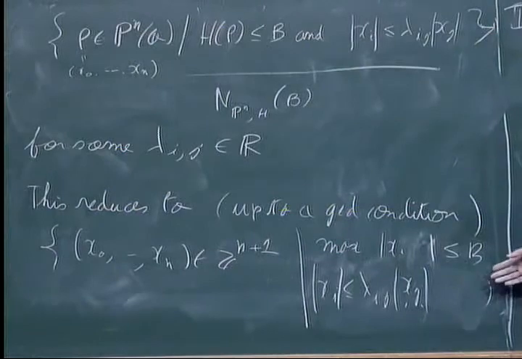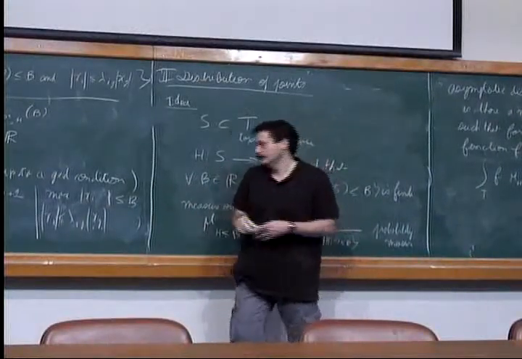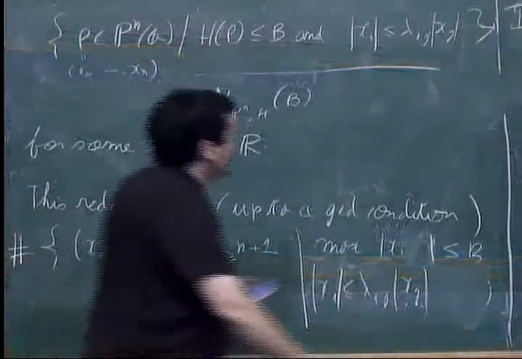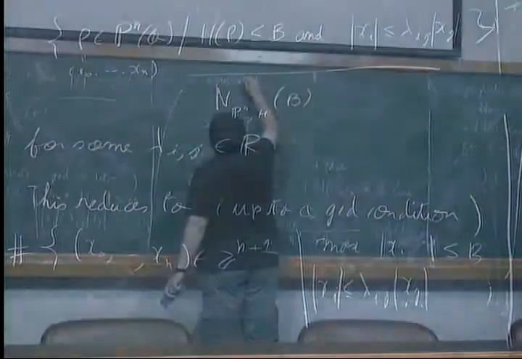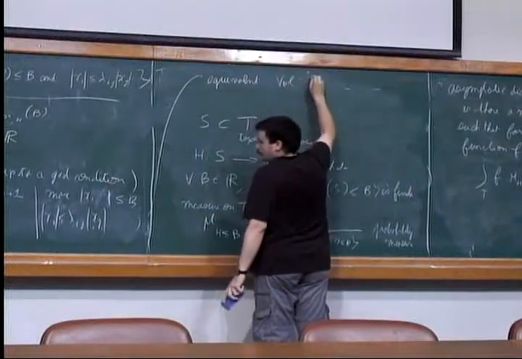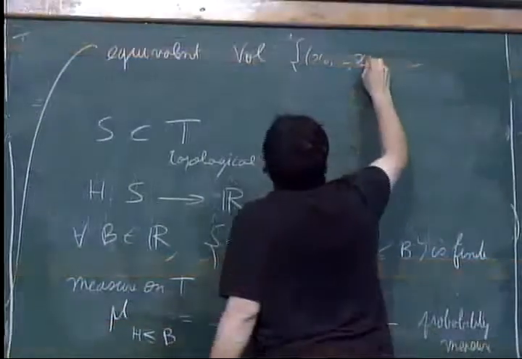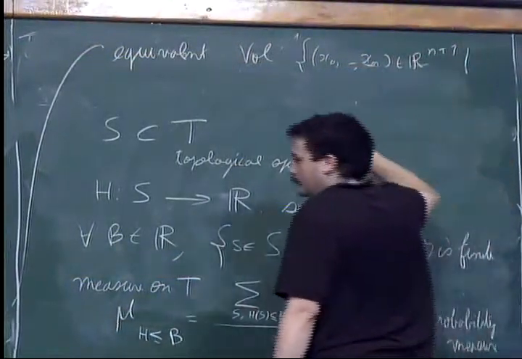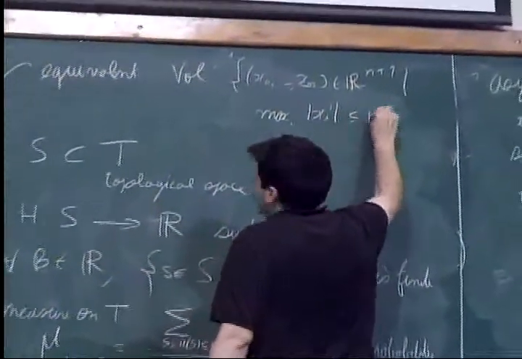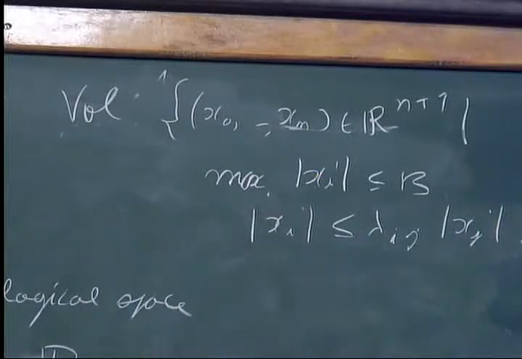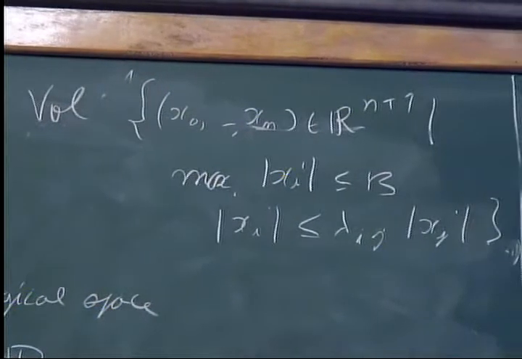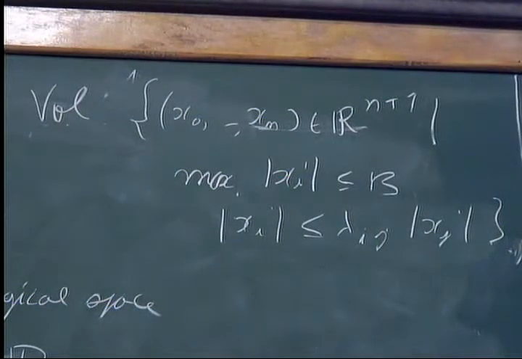You do this, and this is quite easily seen to be exactly what you expect. Namely, the cardinal of this set is equivalent to the volume of the corresponding domain, the maximum of the x_i is less than B, and x_i is less than lambda_ij x_j, if it's not empty. Once you have done that, you have proven more or less the result which I stated just before.